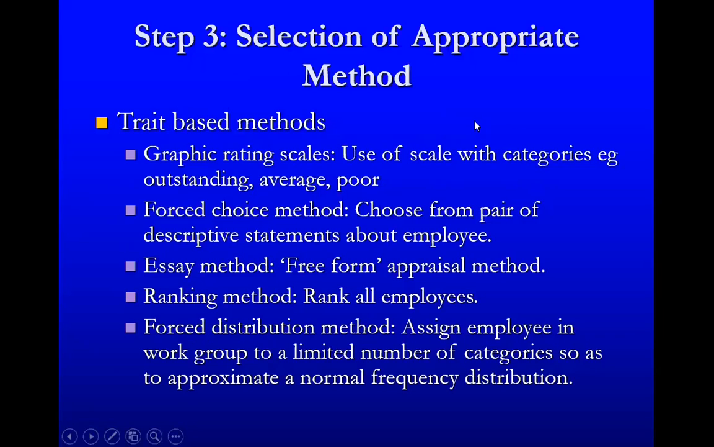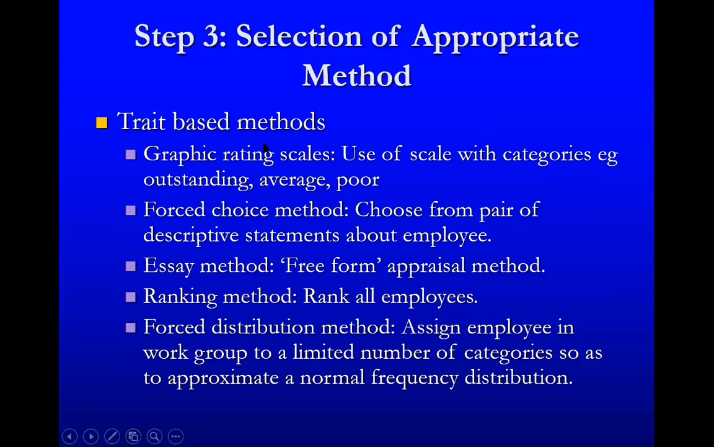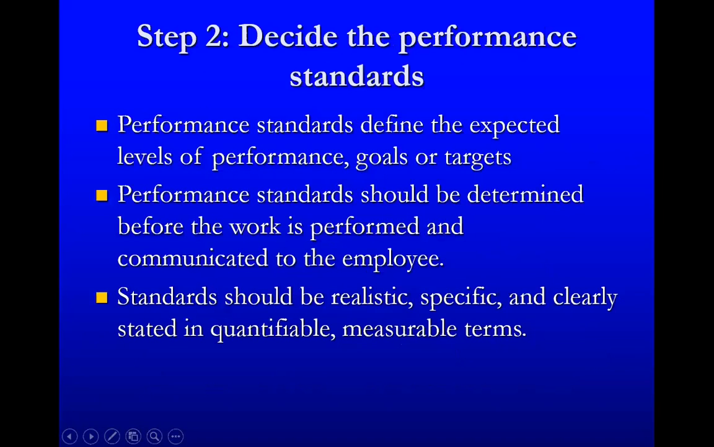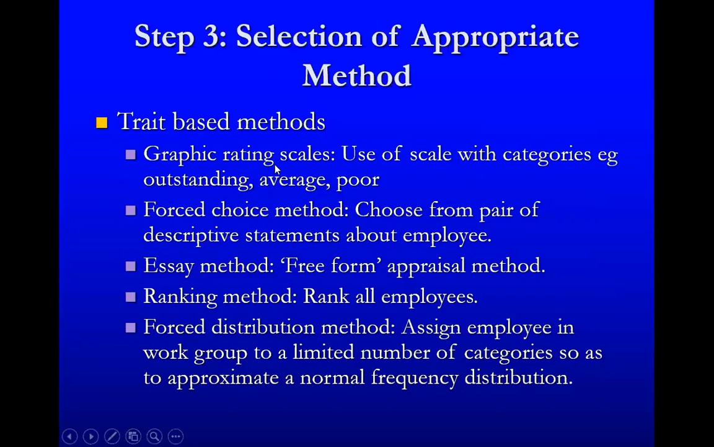So what are the methods? Methods depend on the criteria. One was trait based, the other was behavior based, and the third was result based. In trait, we have learned that there are various dimensions like attitude, creativity, initiativeness, drive, accountability. These can be assessed by using graphic rating scale. In graphic rating scale, we can categorize the trait as outstanding, average, or poor. The other method is forced choice method, in which the person who is conducting the appraisal is forced to assess the employee in two categories, either good or bad. There are no in between categories.